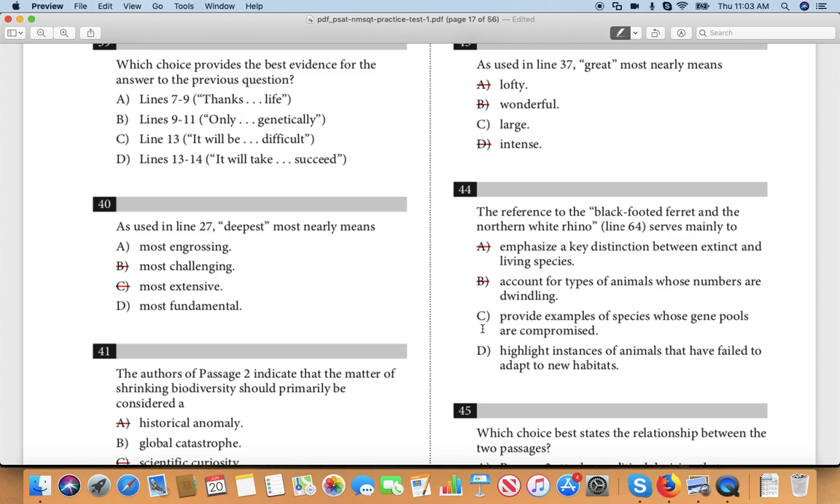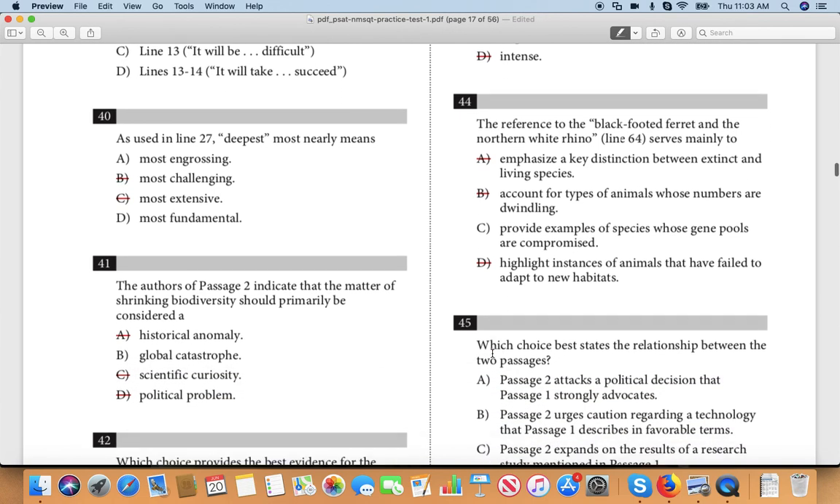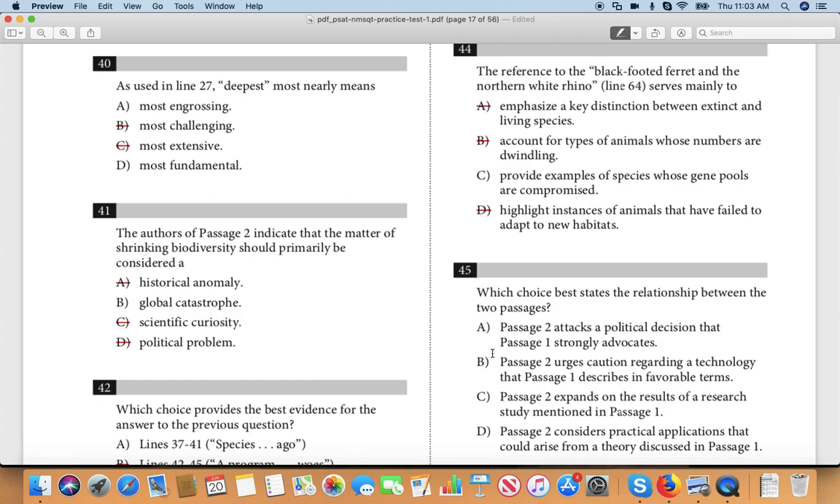Go ahead and read D. Highlight instances of animals that have failed to adapt to new habitats. All right. No words are necessary. That's just out of left field. That is out of nowhere. Okay. Now hold on. Do you guys have a couple minutes? Just a couple minutes? I want to answer at least one of these.